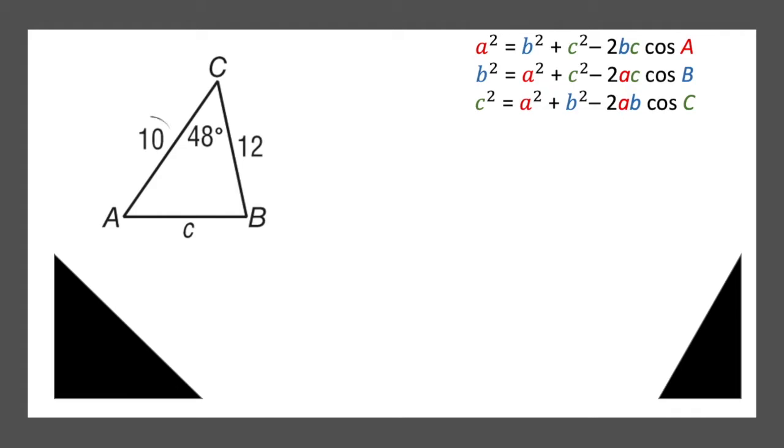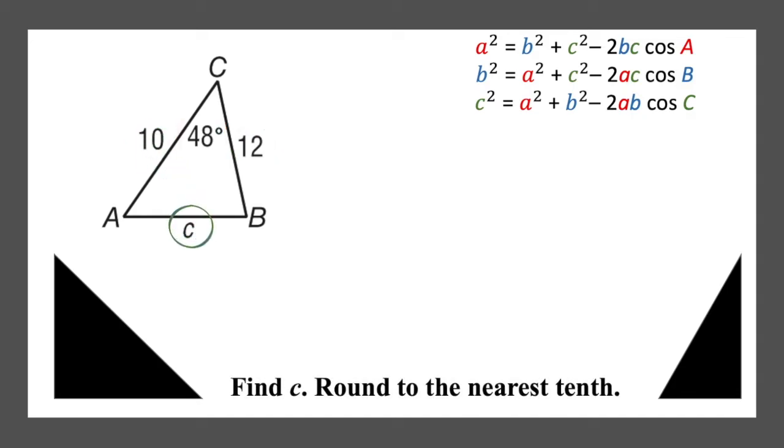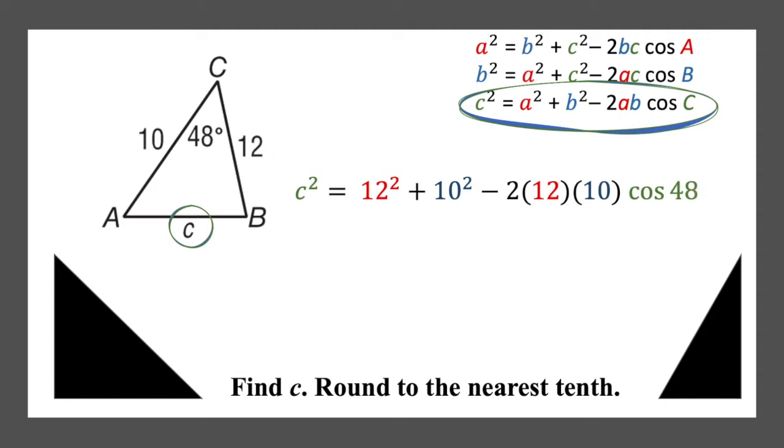Here we have a triangle. We've got two sides and an included angle. We need to find c. Okay, so let's use the equation that deals with c. So we'll have c squared equals 12 squared plus 10 squared minus 2 times 12 times 10 times the cosine of 48. Now, where did all that come from? Well, remember, these two numbers here are the sides that hug the included angle. 48 is the included angle, and we're looking for c, what's across from that.